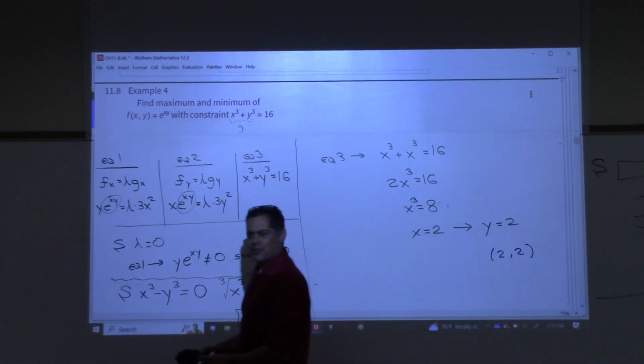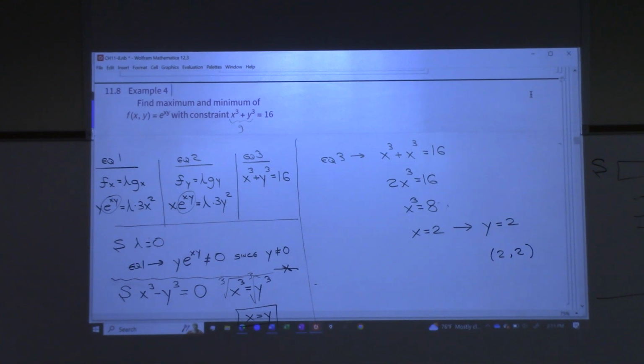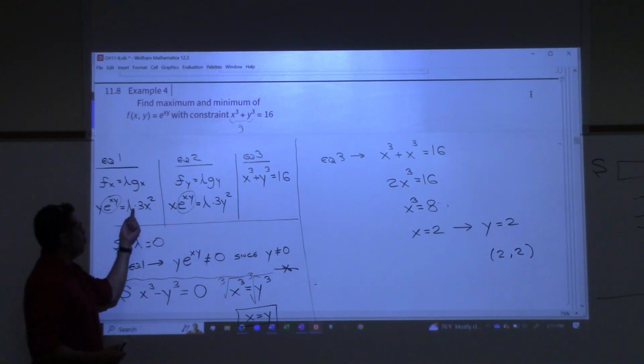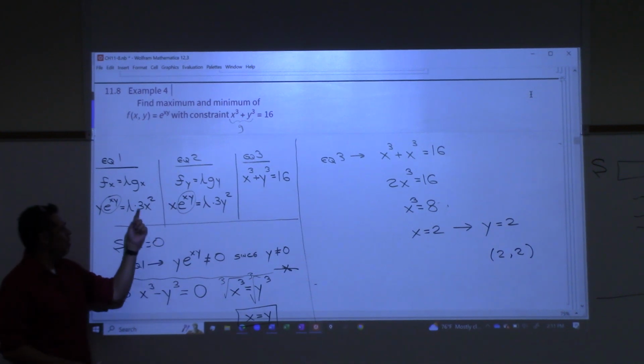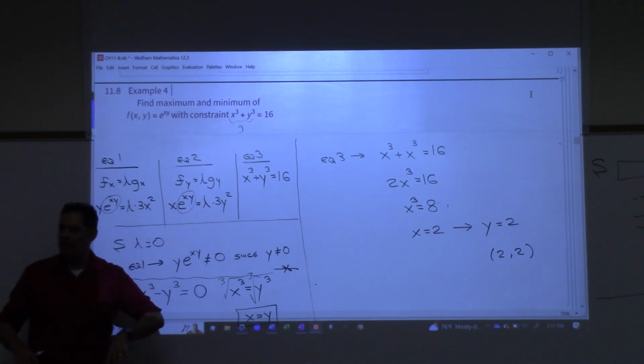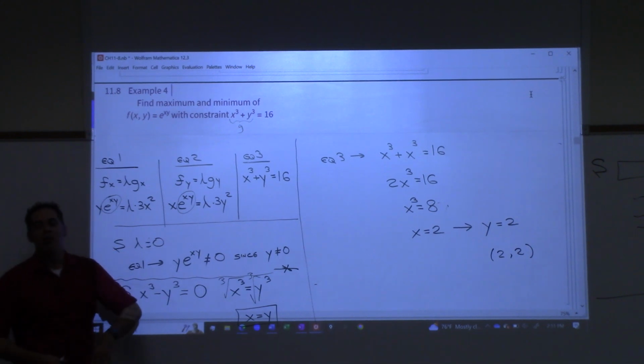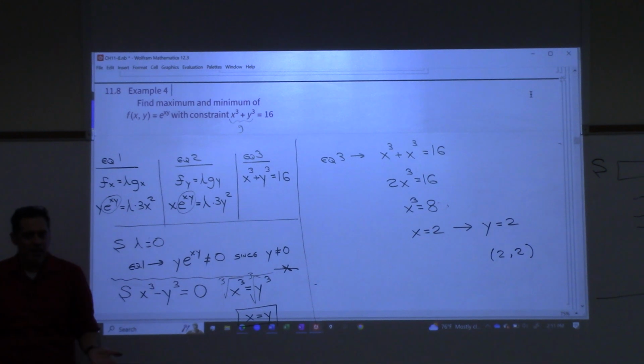Are there any others? I mean, shoot, we've looked at everything, haven't we? Have we looked at everything? We've said, what if both x and y are both 0? And we said, nope, that can't happen. We said, what if one of them is 0? And we said, no, that can't happen. And then we said, okay, well, what if neither one of them are 0? And the only answer we got was 2 and 2. Are there any other combinations you can think of?